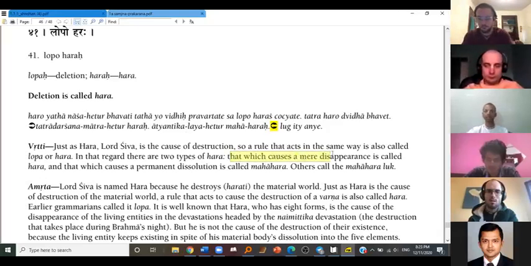That which causes a mere disappearance is called hara in the translation here, and that which causes a permanent dissolution is called mahahara. And mahahara is also known as lopa, not the English look. Listen, lopa ityanya. Clear? So āgamo, ādeśo, and lopo: substitution, insertion, and deletion.